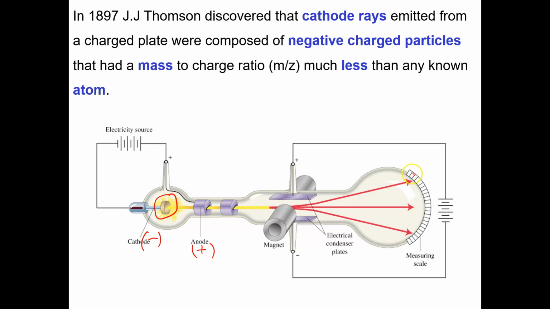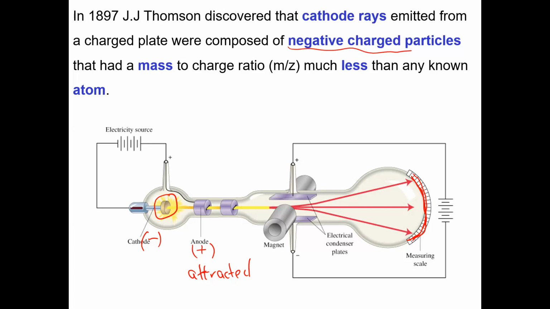At the far end of your tube, you coat it with a material like phosphorus that glows when a charged particle hits it. What is found when you turn this on is that particles are emitted by the cathode and hit the screen at the far end of the tube. Now, because these particles are attracted towards a positive plate, these particles must be negatively charged.